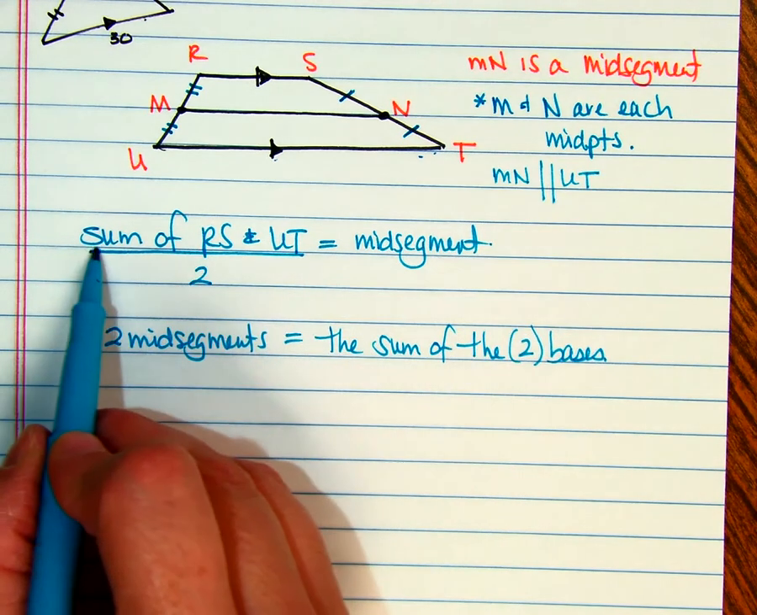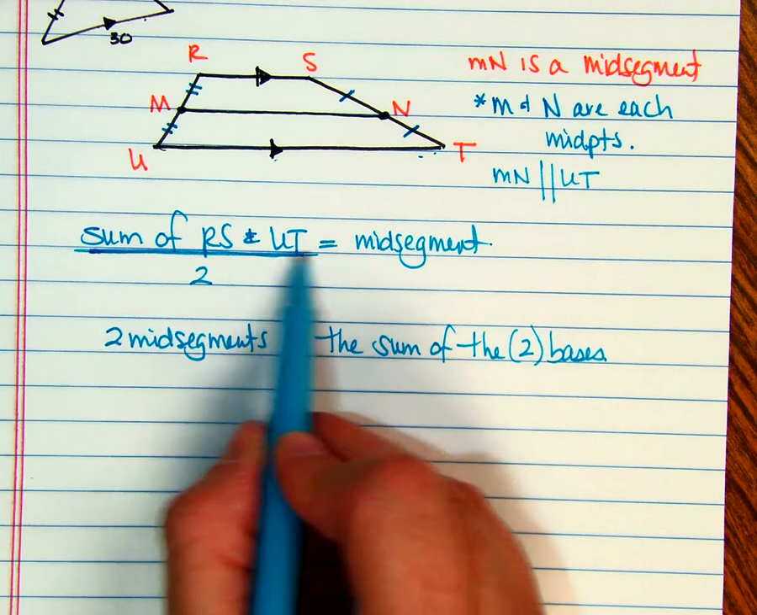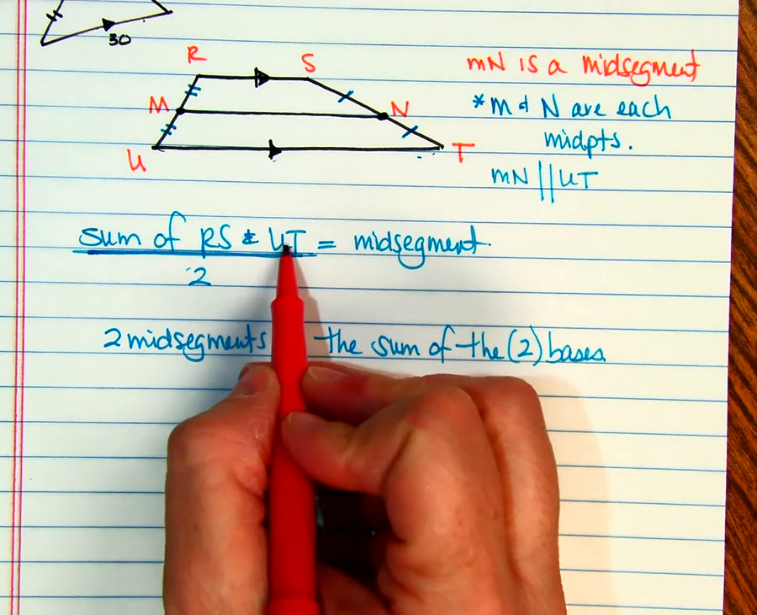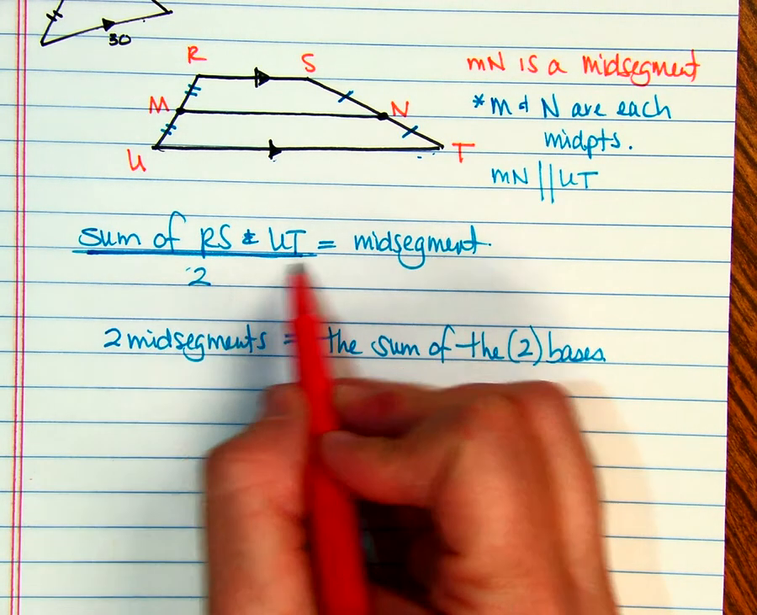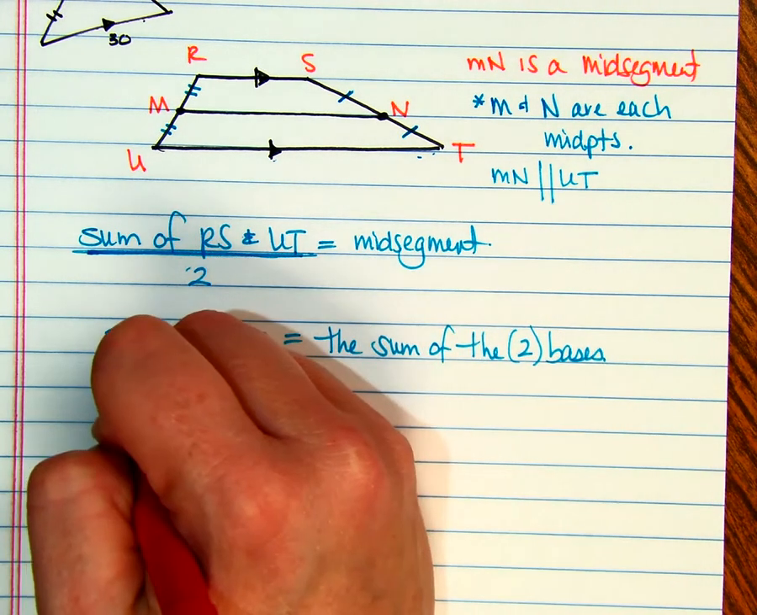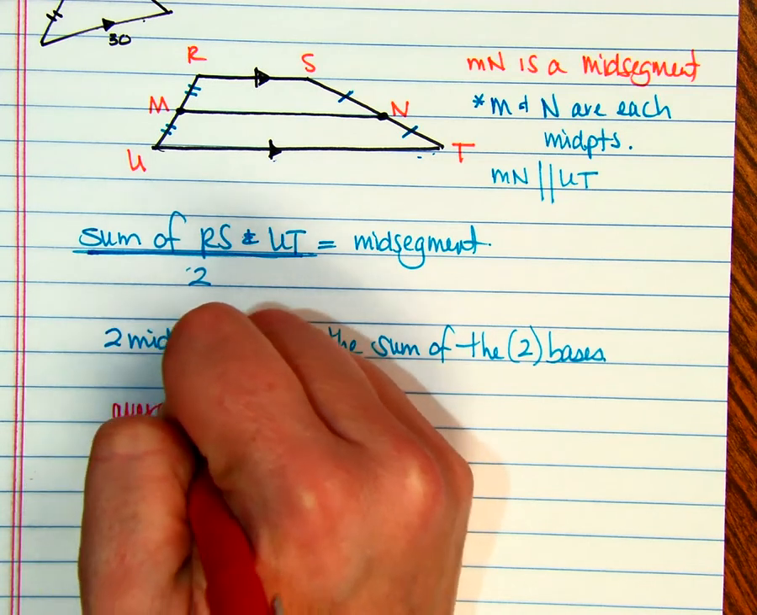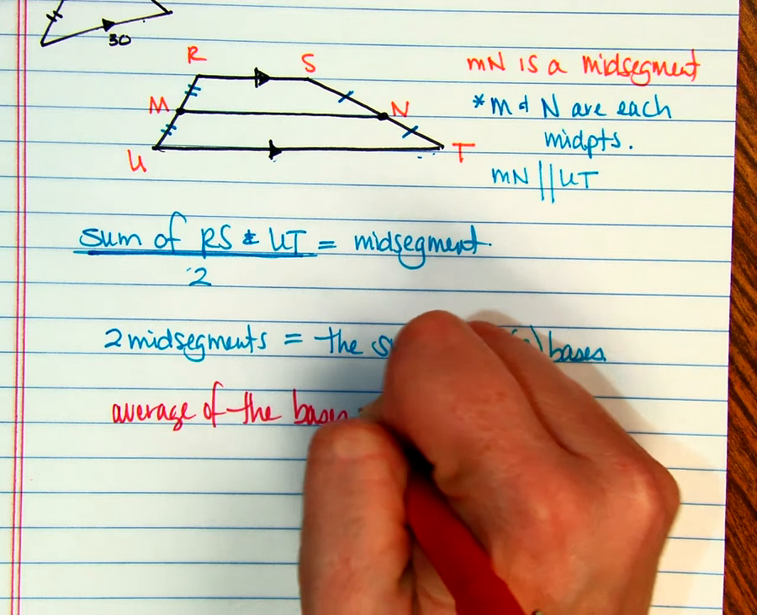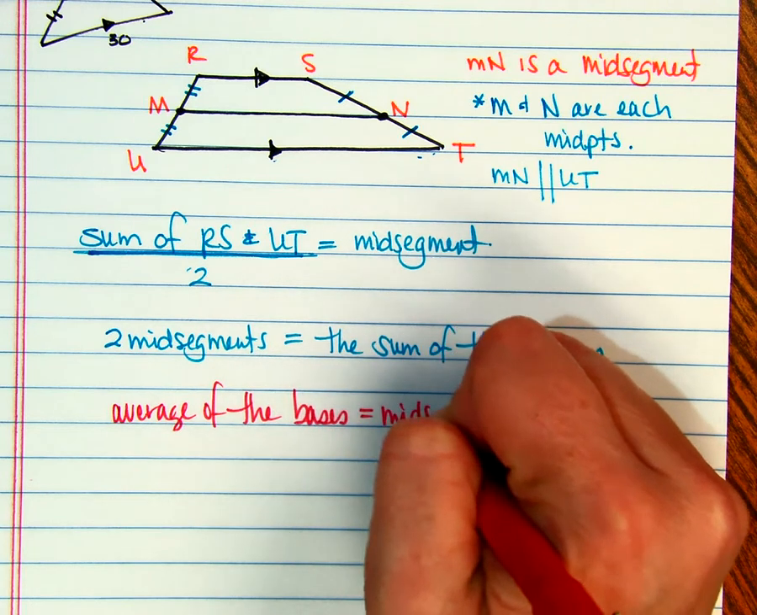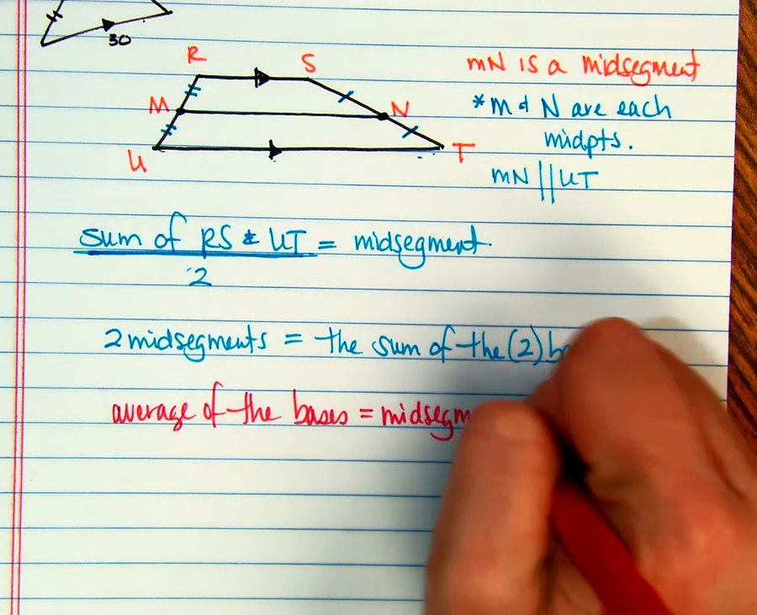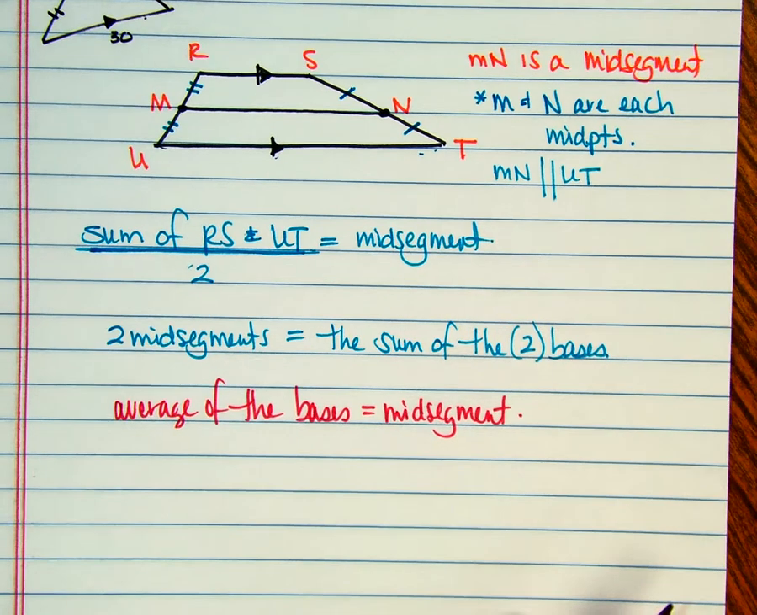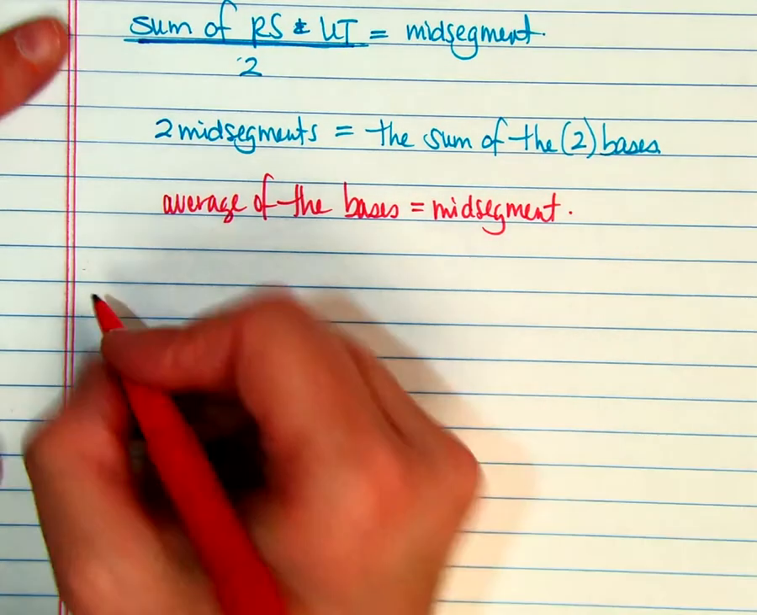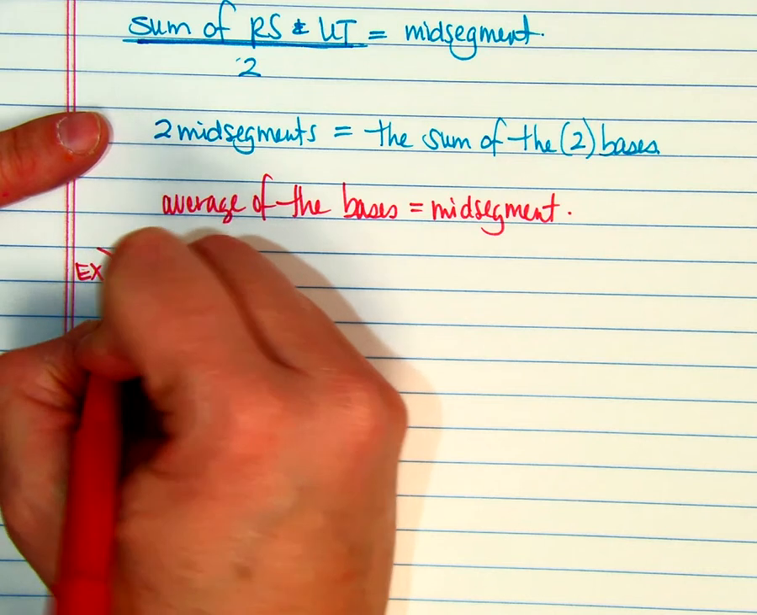I know that a lot of people generally aren't really good at dividing by 2. Think about what this is. If you are adding 2 things up and dividing by 2, it's going to give you the midsegment. So you can also think of it as the average of the bases equals the midsegment. So that's another way of looking at it. So let's think about that when we are doing some examples. I'm going to start off with just some numerical examples, no algebra.